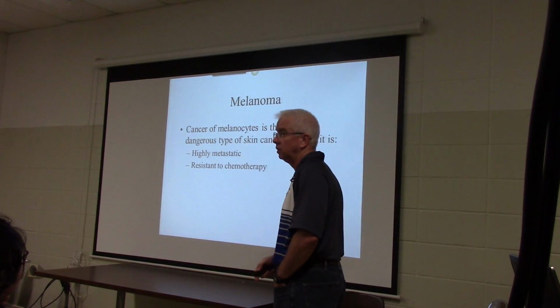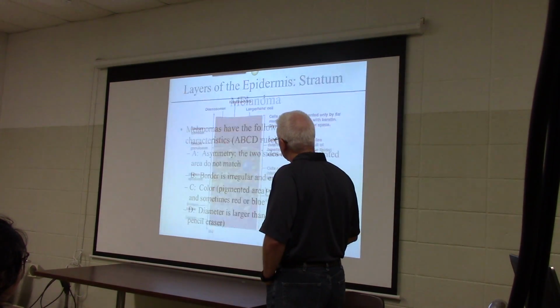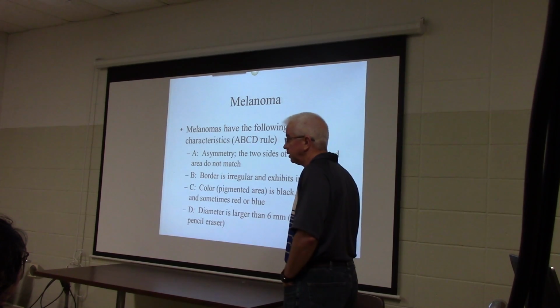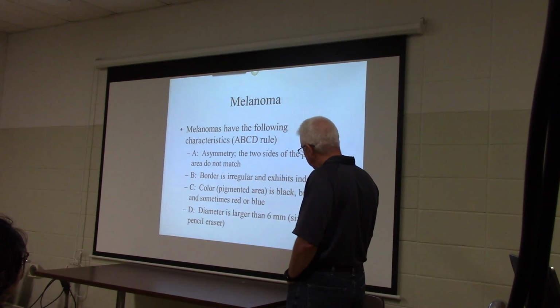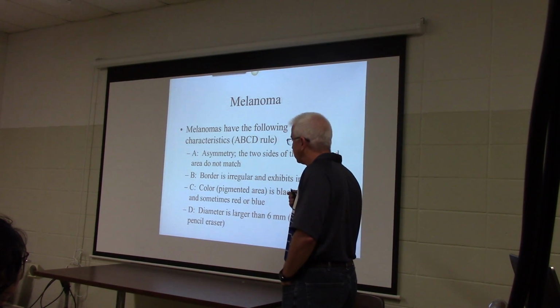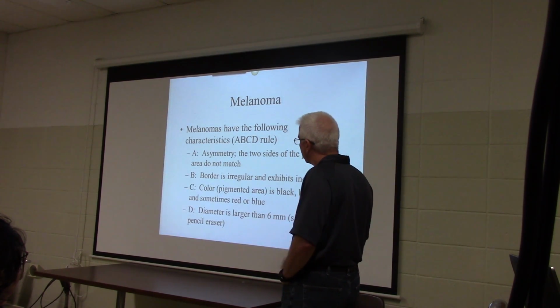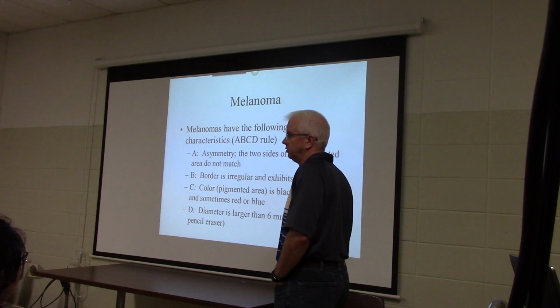So students want to know, how do I locate it? How do I tell it is a melanoma? Well, simple rules. The ABCD rule for melanomas. It's asymmetrical. It has an irregular border. It has colors, and it has a diameter bigger than a pencil. Let me explain. What do you mean when you say it's asymmetrical?